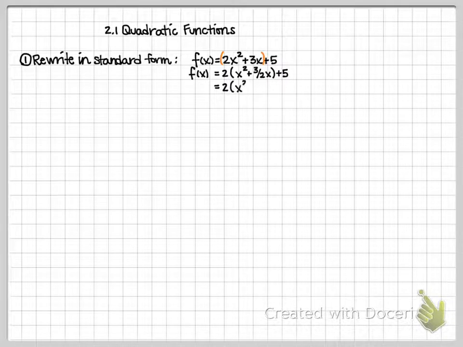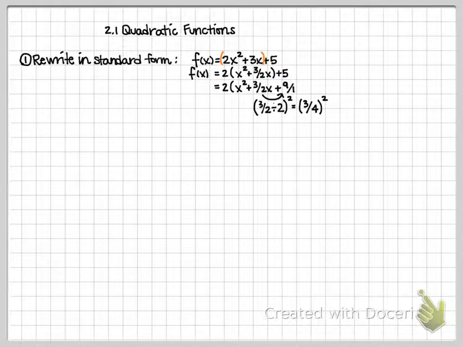So now, to complete the square here, I am going to take the 3 halves and I'm going to divide it by 2, and then I'm going to square it. So 3 halves divided by 2 is going to be 3/4. Squared is going to give me 9/16. So that's the number that's going to be added to complete the square inside. Close parentheses, bring down the 5.